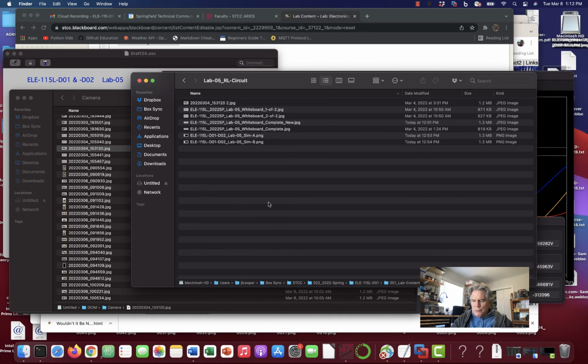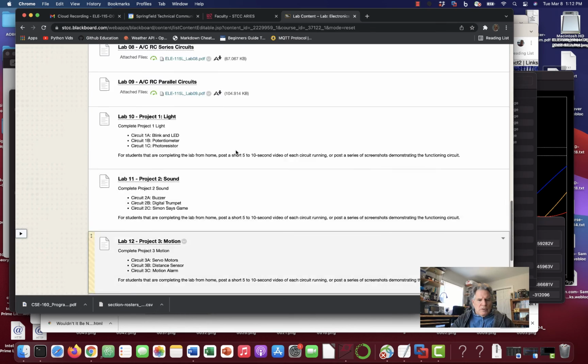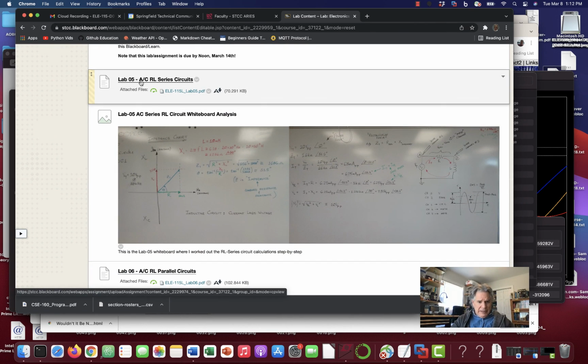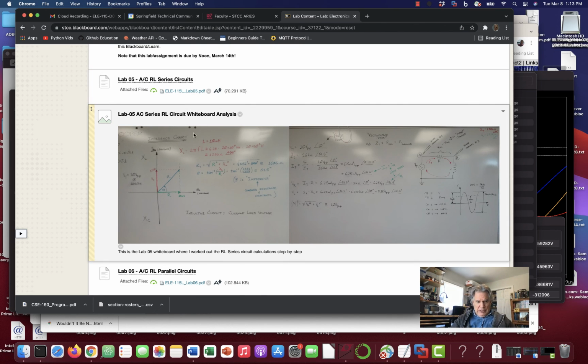using the whiteboard setup we have there, which, by the way, I have placed in Blackboard. If you go into Blackboard, you will see that there is a Lab 5 AC RL series circuits. I don't know why the AC has got a slash there. It looks like air conditioning RL series circuits. But trust me, it's alternating current. So Lab 5 AC series RL circuit whiteboard analysis. This is what we're going to look at.